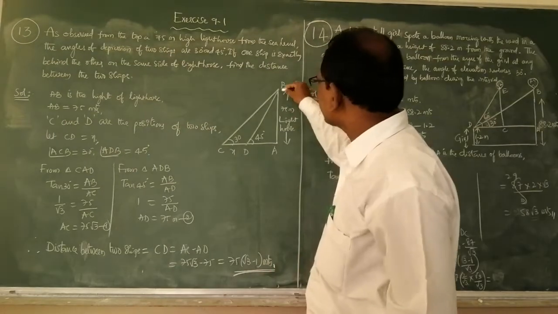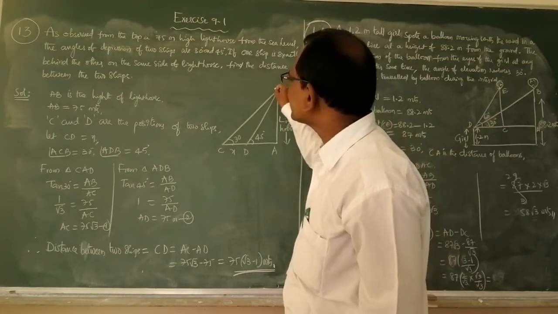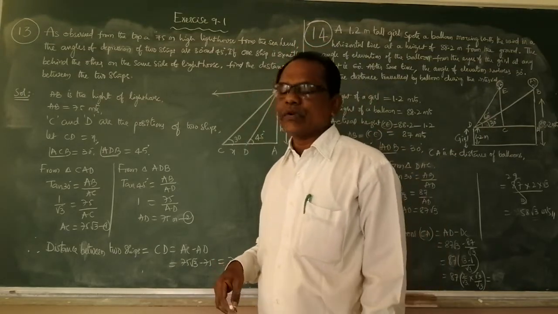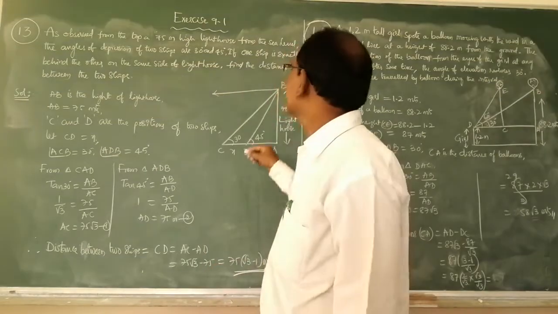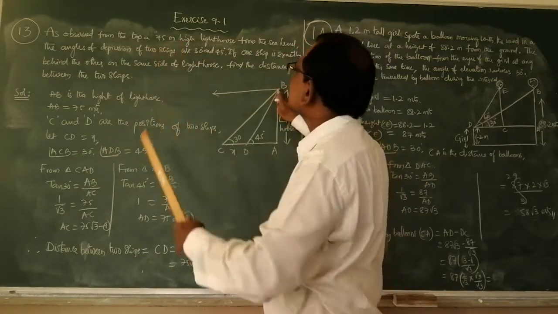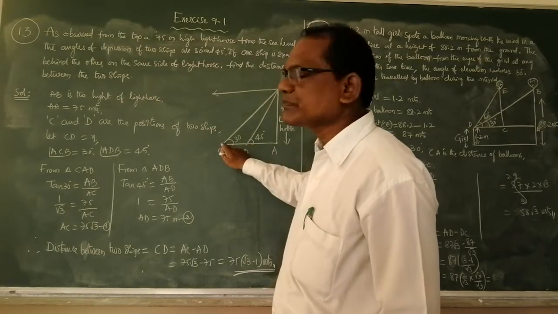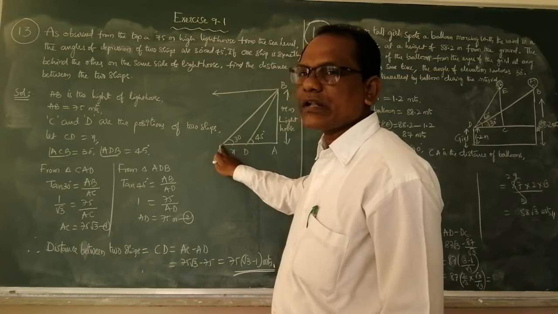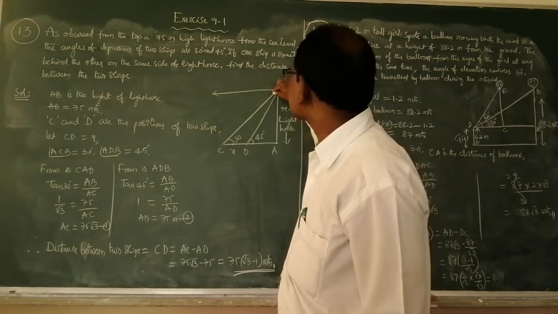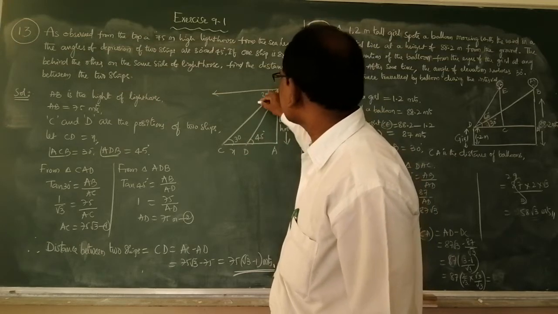This is the height of the lighthouse, 75 meters. Angles of depression, I have told you what that means: from top to bottom we have to see. From the 75 meters height of the lighthouse, they are observing the two ships. This is ship 1 and 2. From here they are observing. That's why the first one is 30 degrees and the second one is 45 degrees.